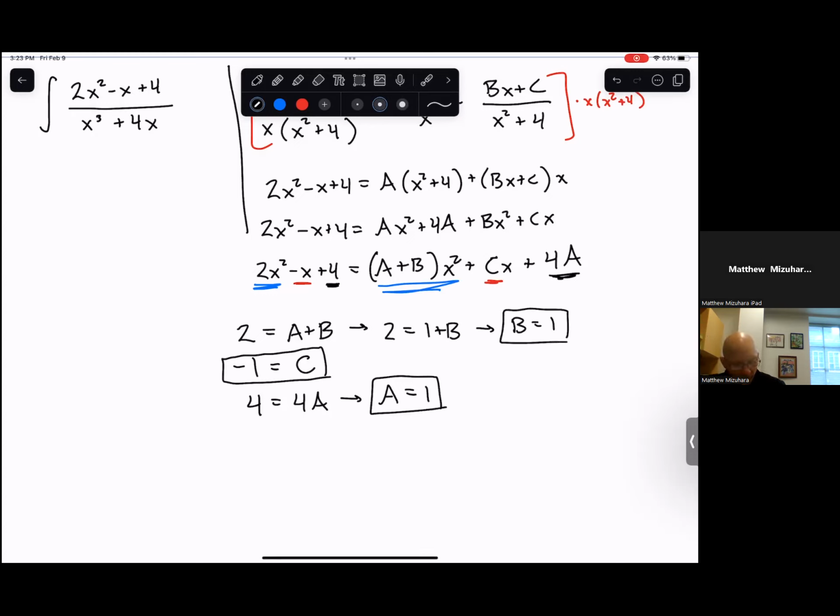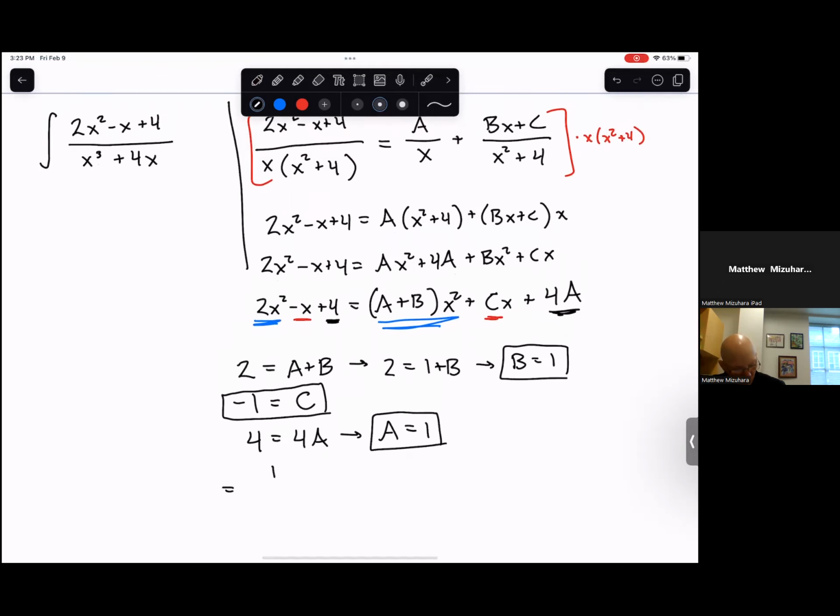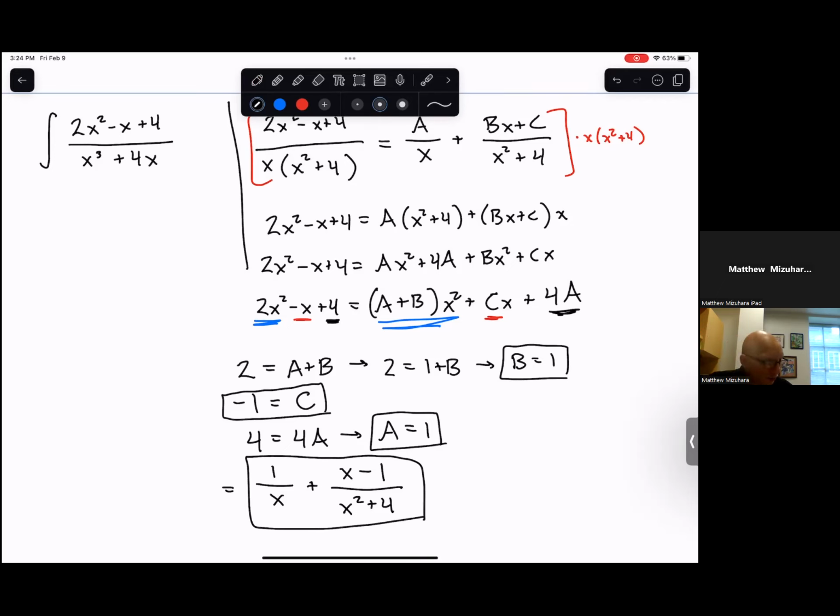Very nice. And so that gives me my final decomposition: 1 over x, so that's my a over x, plus bx plus c, so that's 1x, plus c is minus 1, over x squared plus 4. And again, that should be the same thing we got in class. Yes, and it looks like it is.